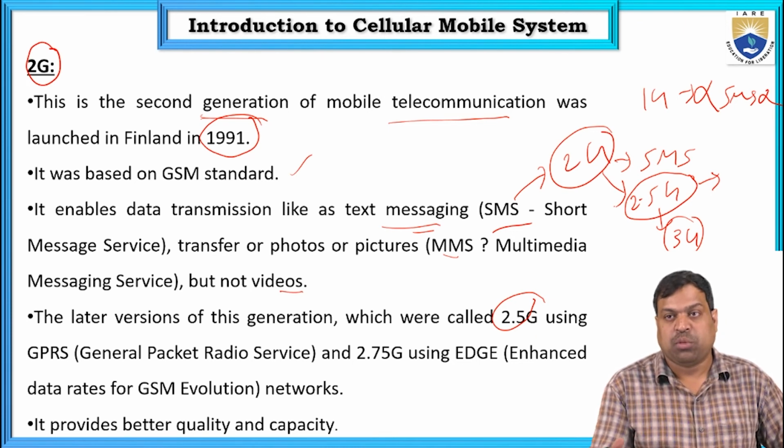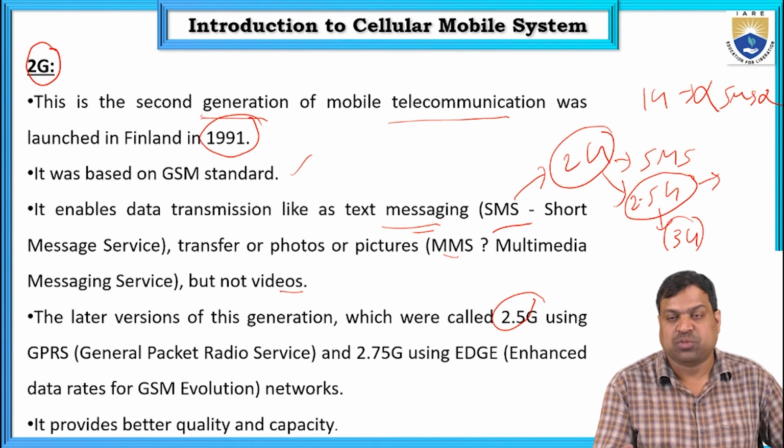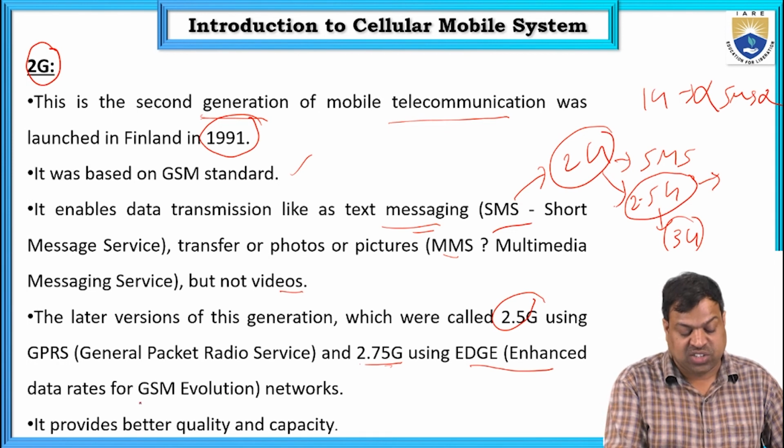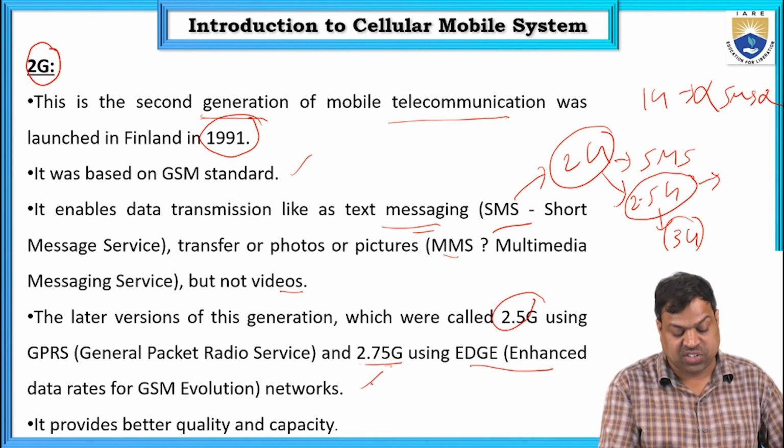Why? Because mobile data users, the mobile data speed and the mobile data options came from 2.5G only. After that, 2.75G also came. It is EDGE, Enhanced Data rates for GSM Evolution networks, and it provides better quality and capacity.